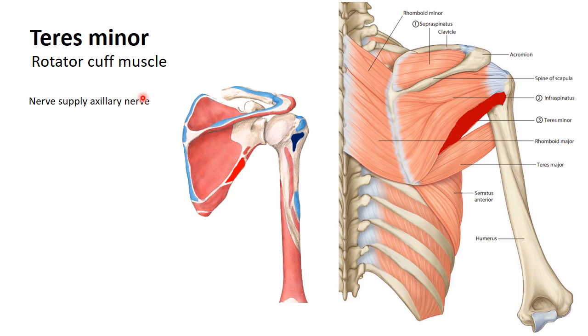Teres minor muscle is one of the rotator cuff muscles. It's innervated by axillary nerve, same as deltoid muscle. However, its action is the same as infraspinatus. They are closely related. Its actions are like infraspinatus. So what does it do? First, it laterally rotates the shoulder joint, as well as it stabilizes the shoulder joint because it is one of the rotator cuff muscles.